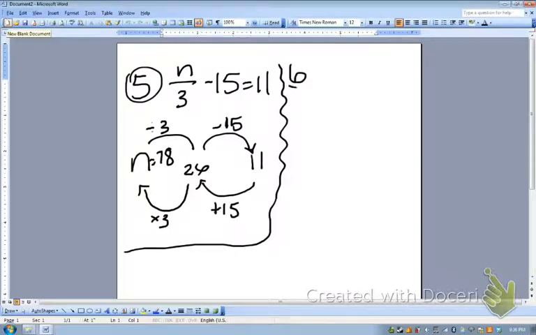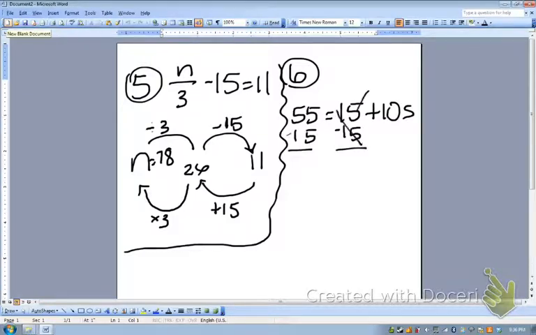Now I'm on number 6, the last one of the 1-point problems. Number 6 says 55 equals 15 plus 10s. So first I'm going to get rid of that nasty 15. I don't like it. I'm going to make it go away. So it went away over there, and over here I get 40 is equal to 10s. Now to get s by itself, divide by 10, cancels here, 40 divided by 10 is 4, equals s.